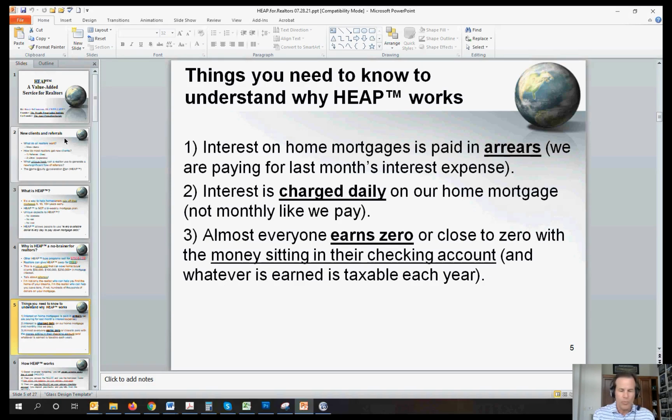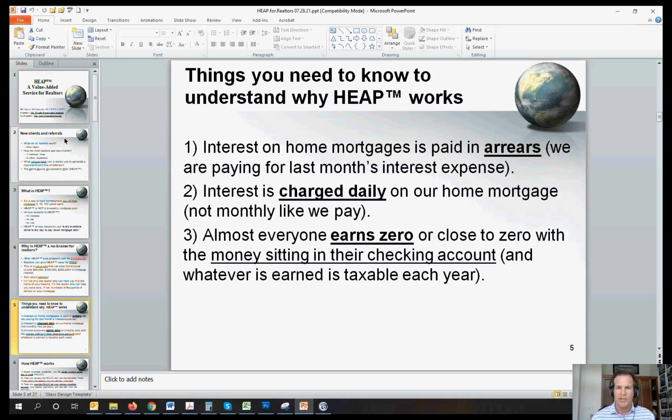So we accumulate mortgage interest throughout the month. We're charged that interest, and then we make a payment at the end of the month, and it pays down our principal and interest. Interest is charged daily on our homes, not monthly. We pay it monthly, but it's literally charged daily. And if you have money in your checking account, most people are earning zero or very close to zero. And even if you're earning 1 or 1 1/4 because you have some cool sweep account, it's taxable every year. So I just mentally think of it as zero. Believe me, your clients think of it as zero.